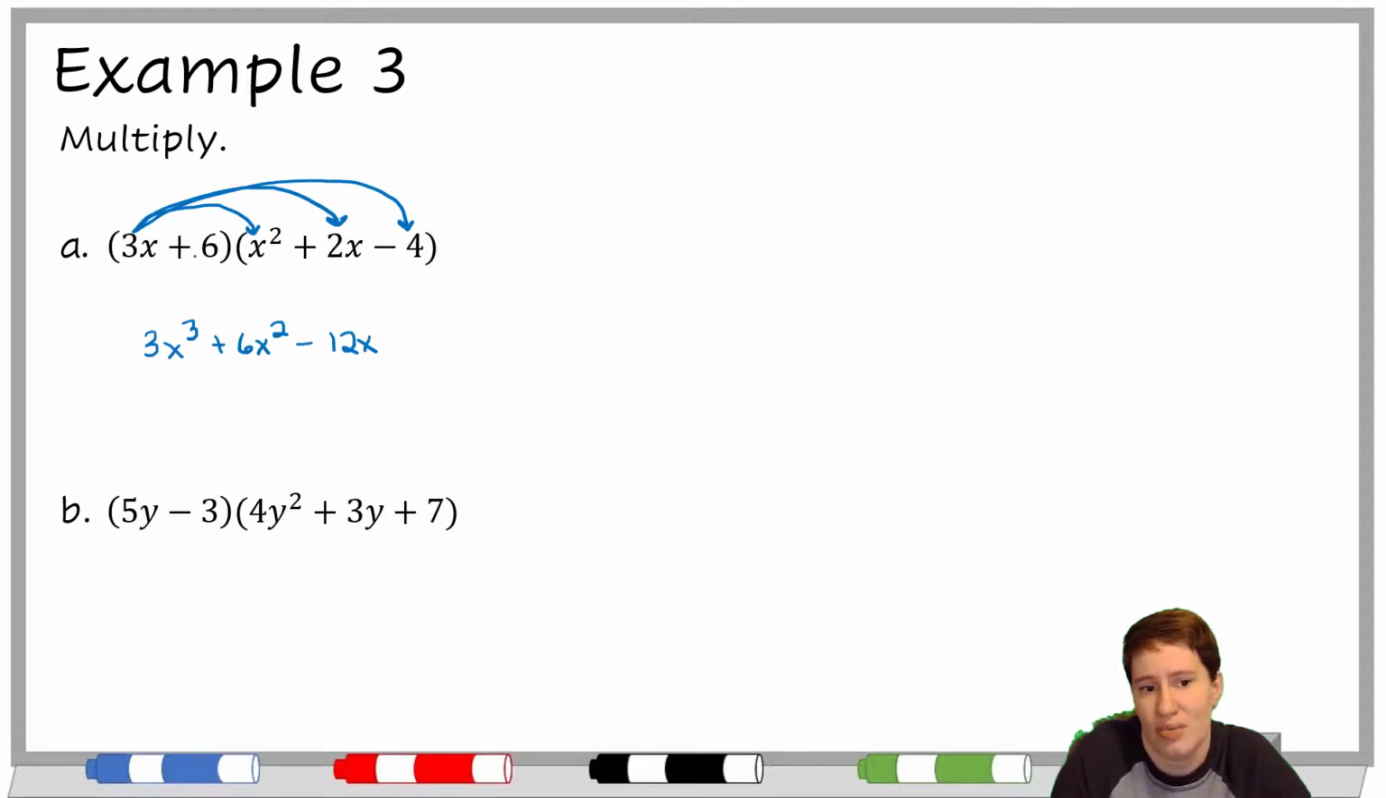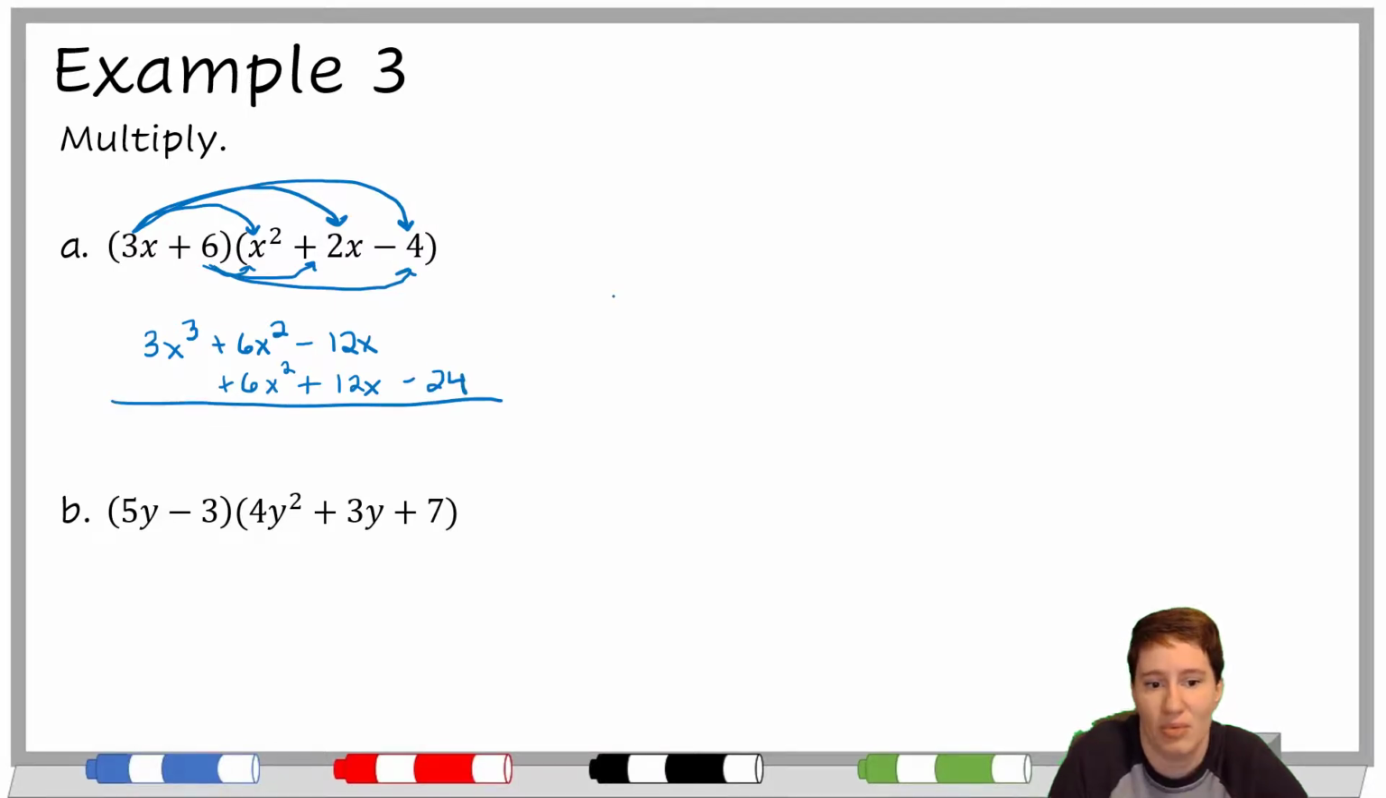Then I'm going to do the same thing with the 6. There's a trick you can use to help you with the like terms, though. Instead of writing it right after this, I could actually do 6 times x squared and write it underneath the other x squared. And then do 6 times 2x, which is plus 12x, and then 6 times negative 4, which is negative 24.